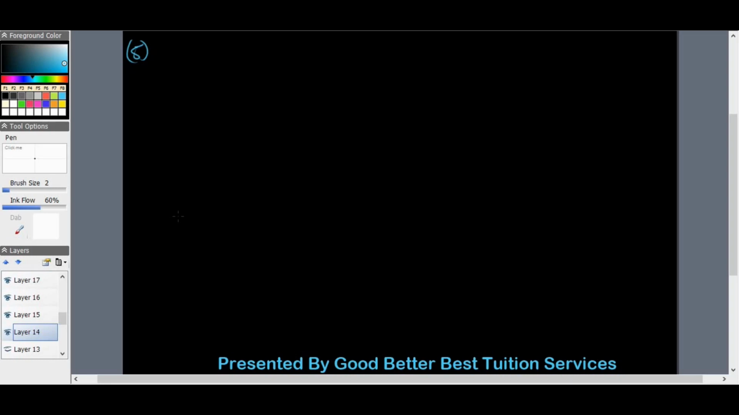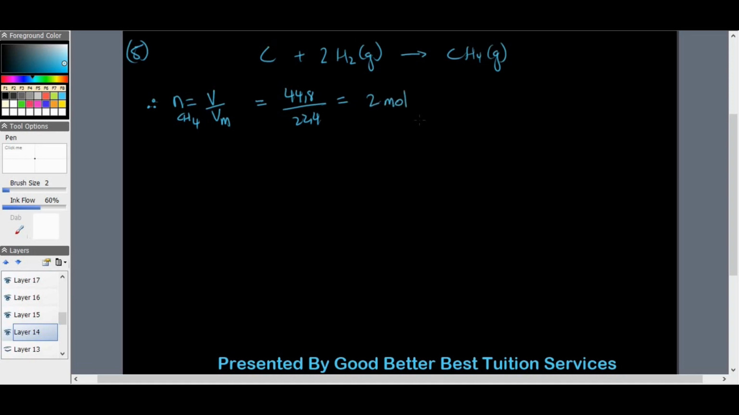Question 5 says carbon reacts with hydrogen to form methane. In the reaction given here, plus H2 gas, with a balancing 2 in front, gives us CH4 gas. And 5.1 asks how many grams of carbon are required to form 44.8 decimeters cubed of methane gas at STP. Very good question. We are given the volume of methane gas, so we need to find the moles. That is 44.8 divided by 22.4. The number of moles of methane gas is 2 moles.